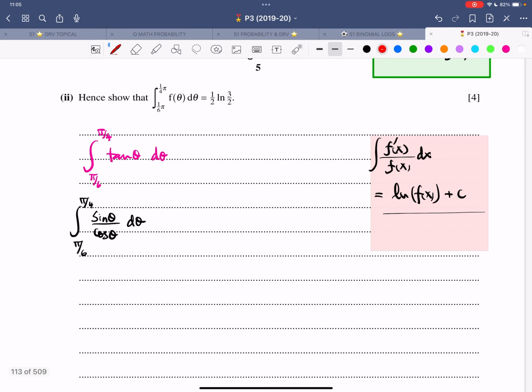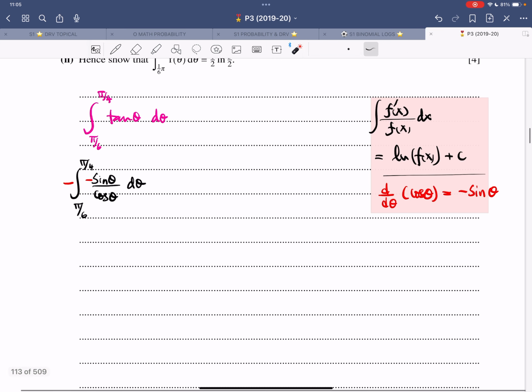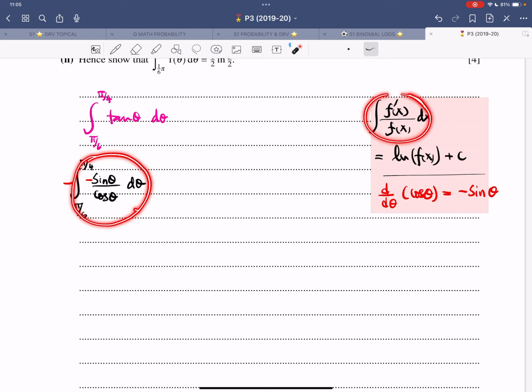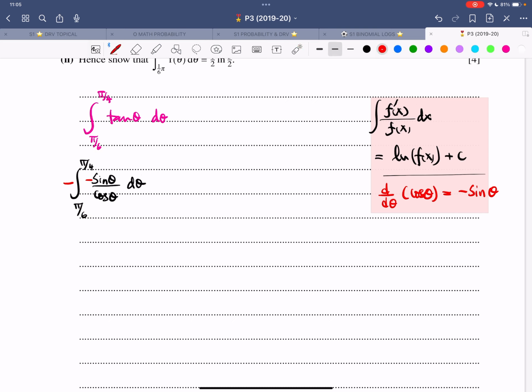Now we should also know that the derivative of cosine theta, d by d theta of cosine theta, is negative sine theta. That means the negative is missing over here. That means if we want the numerator to be the derivative of the denominator, what is the missing link? That is the negative sign. In order to balance it, there should be a negative on the outside. Now this thing looks exactly of this format. So therefore, I'll write negative ln cosine theta, and the limits are pi by 6 and pi by 4.